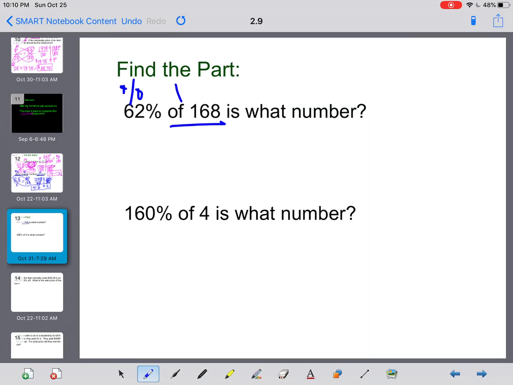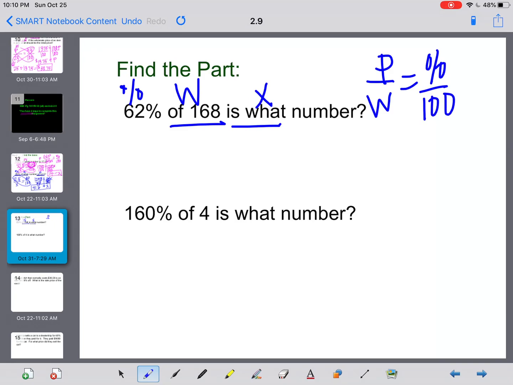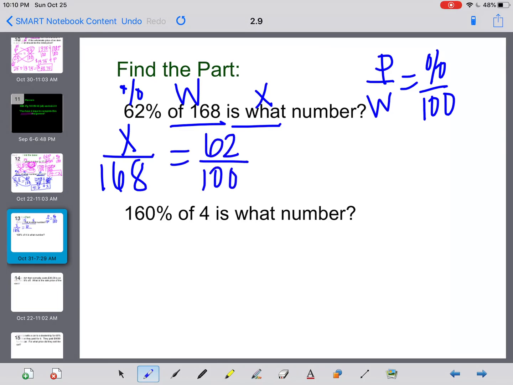This time I'm looking for the part. So part is what I should be missing. 62% of 168, there's our whole, is what? Remember, what implies that I don't know that and I need a variable. So part over whole equals percent over 100 tells me that I'm going to need to put my x on the top, 168 on the bottom, and then 62 over 100.